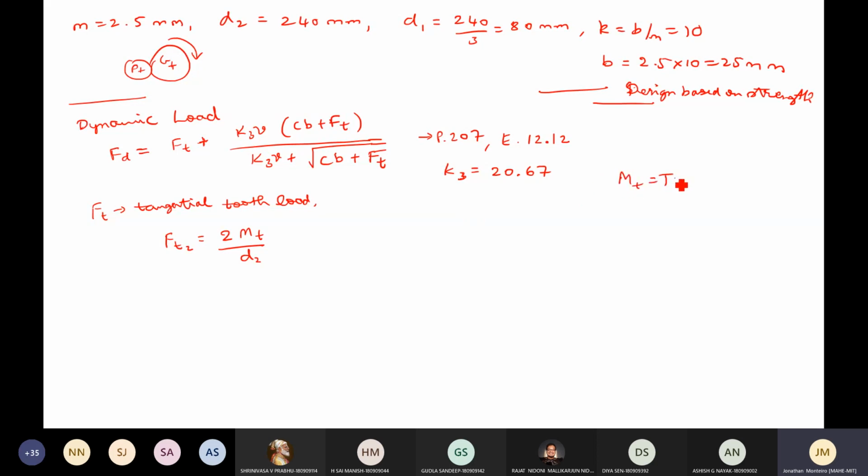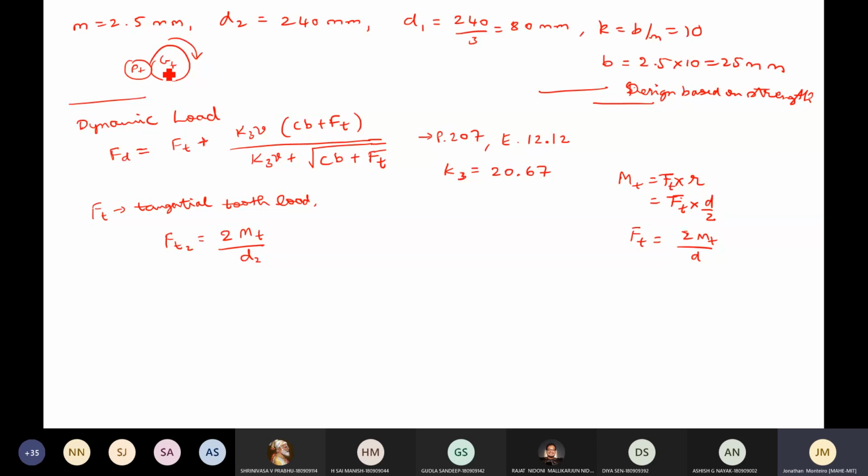torque mt is equal to T into R, correct? Which is nothing but Ft into R. So this is Ft into d by 2. So rearranging, Ft is equal to 2 times mt by d. That's exactly what we have written here. So torque is equal to force into radius.